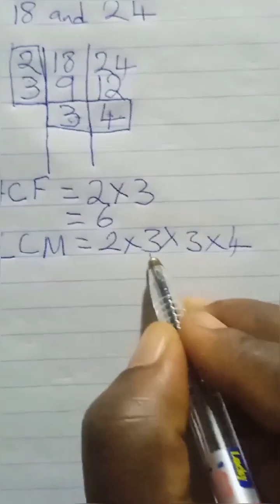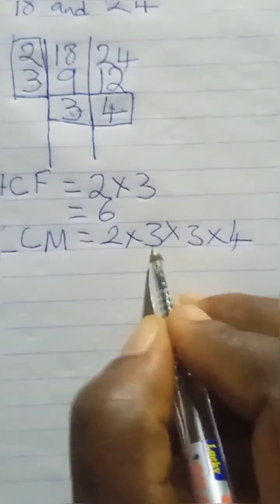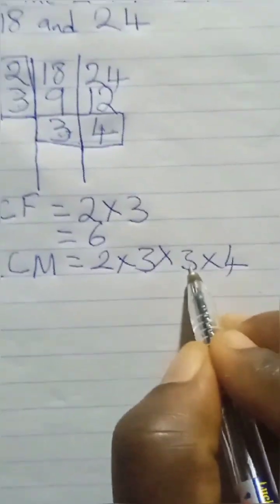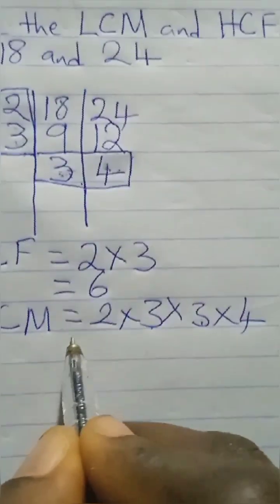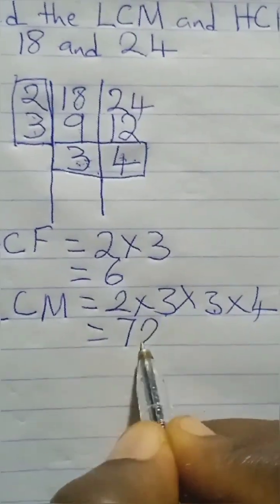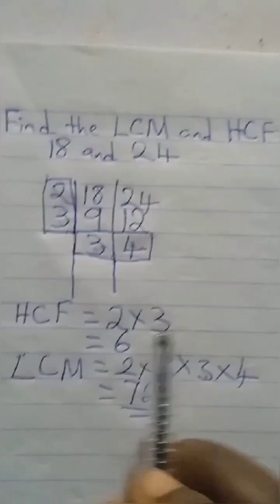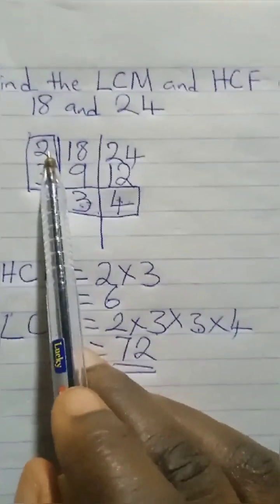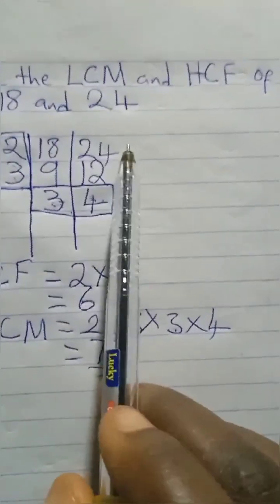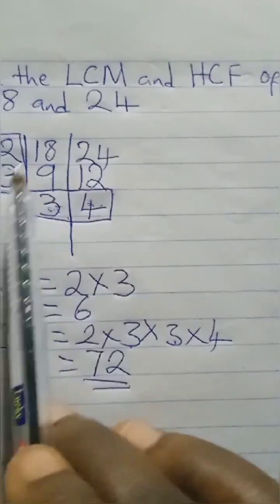So 2 times 3 is 6. 6 times 3 is 18. 18 times 4 is equal to 72. So this is the LCM, while this is their HCF. So simple. Remember, when I'm dividing, I use a number that will divide both of them, not either of them, both of them together.